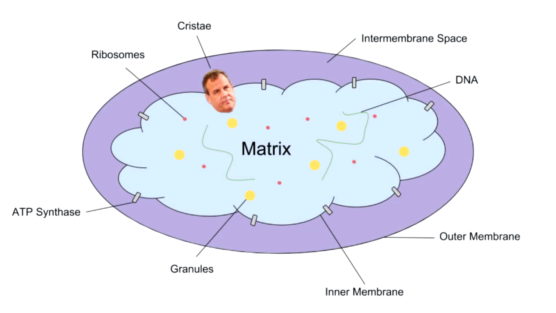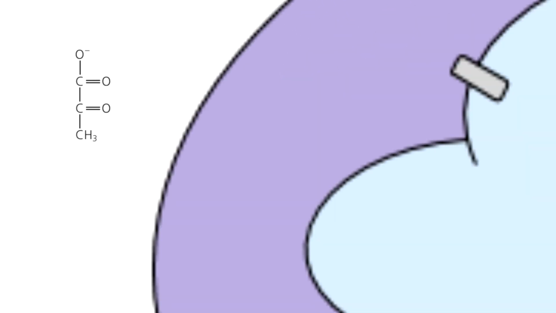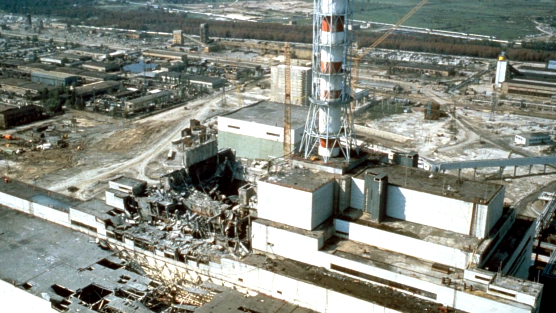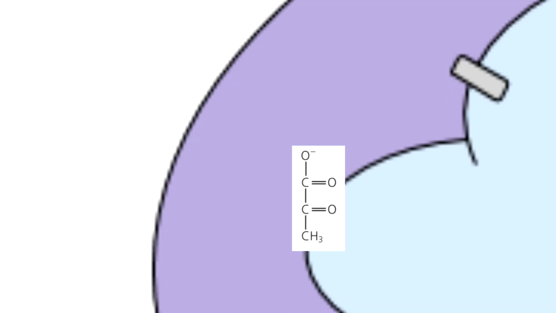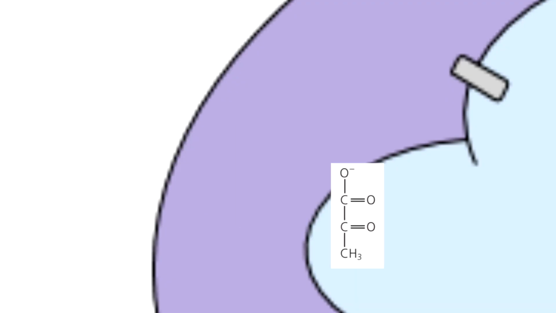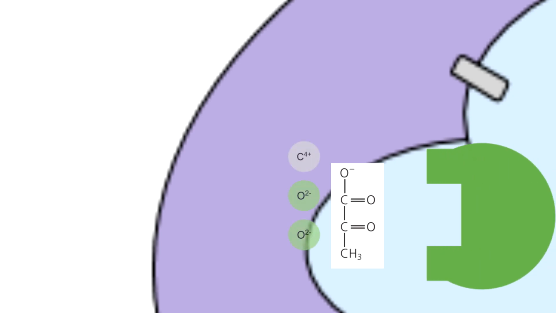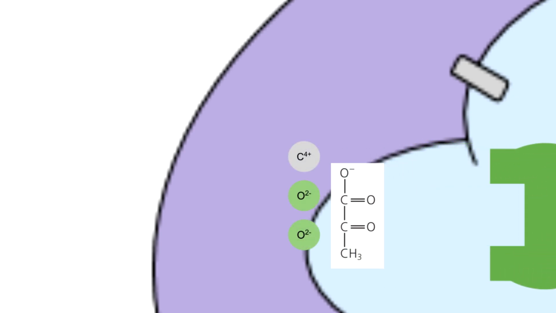Pyruvate enters the mitochondria, an organelle often vaguely referred to as the powerhouse of the cell, through active transport. Before entering the citric acid cycle, however, a preparatory reaction takes place. Enzymes in the pyruvate dehydrogenase complex are used to catalyze these reactions. First, the carboxyl group is removed and is released as carbon dioxide.